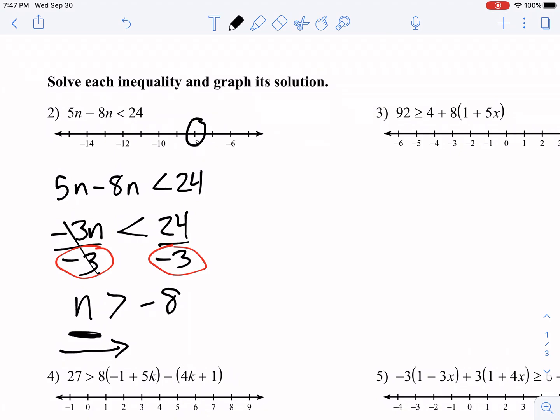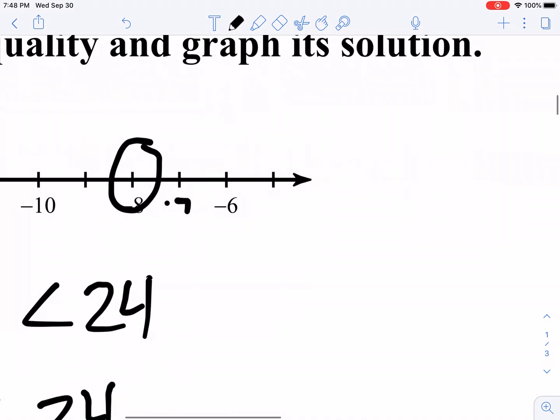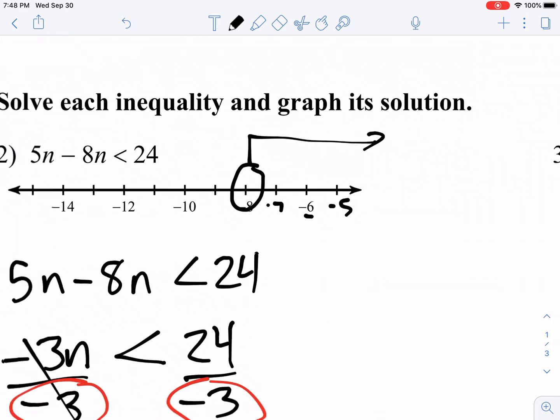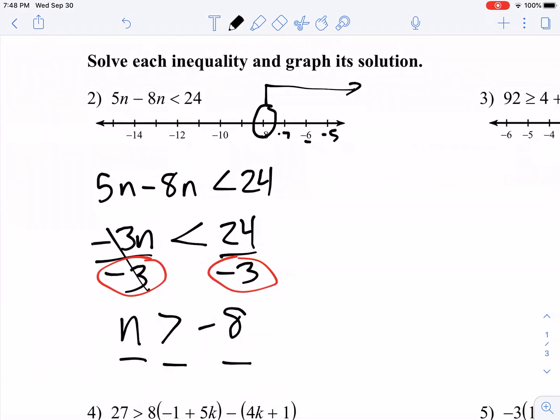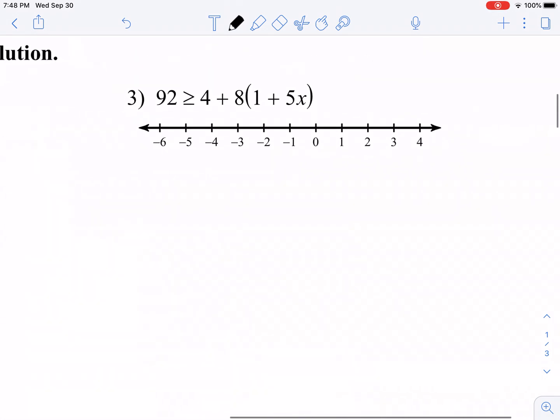That's one way to approach it, but this is also saying, if we think about it in this sense, all the numbers bigger than negative 8. Well, what numbers are bigger than negative 8? Negative 7. Negative 6, negative 5, and so on, right? So just like that symbol said, we're shading to the right, okay? Number 3 here. Let's work on this guy.